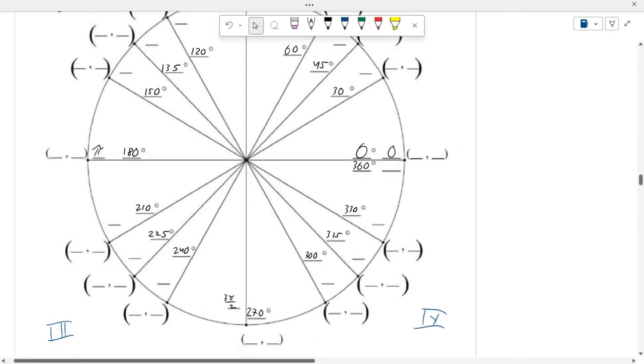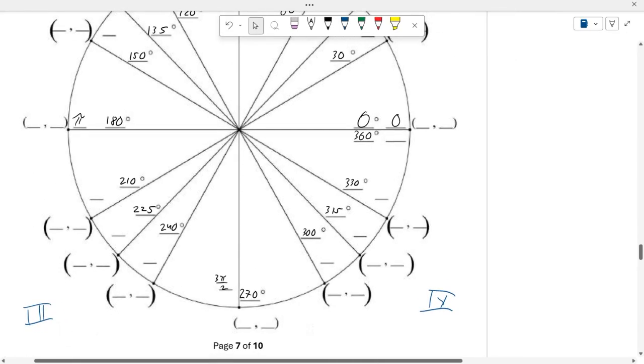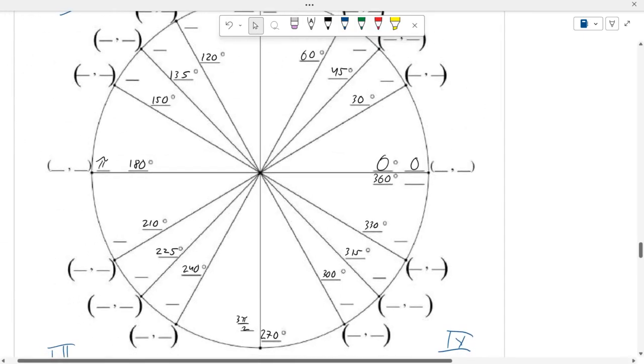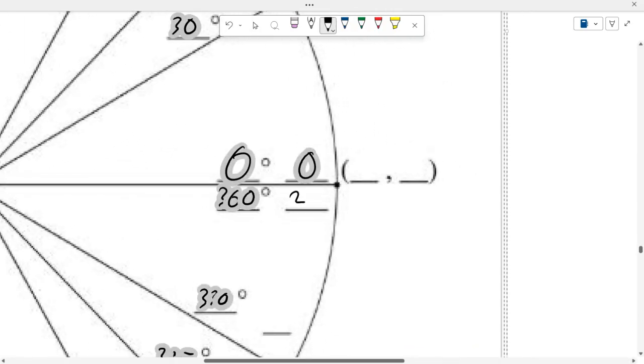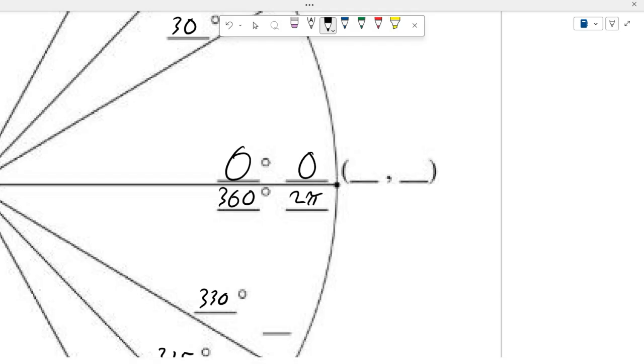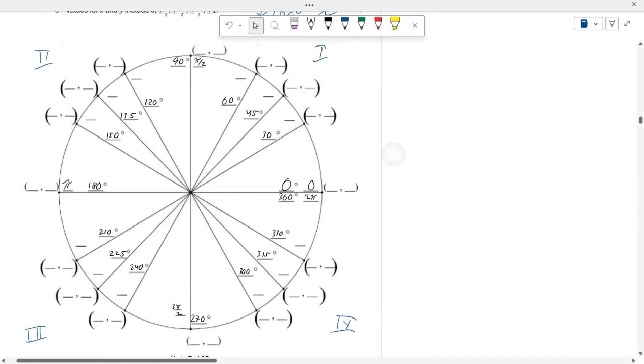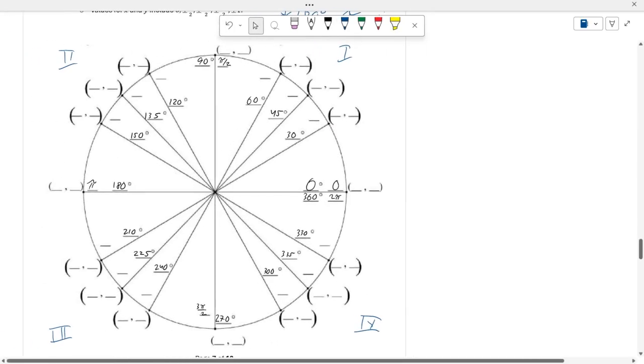And then I went a little out of order here, because from the pi radians, if I go another pi radians, I'm at 2 pi radians, which is, again, coterminal with 360 degrees. All right, now we've got the rest.